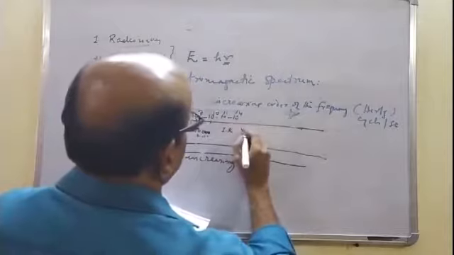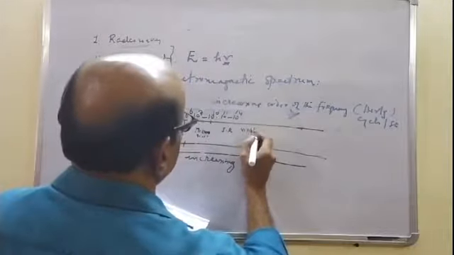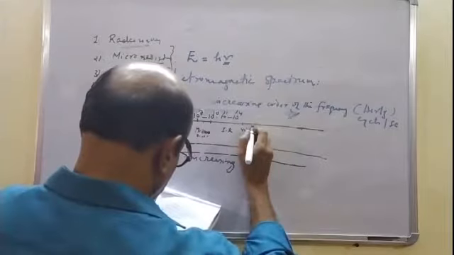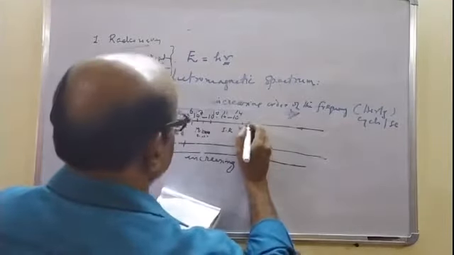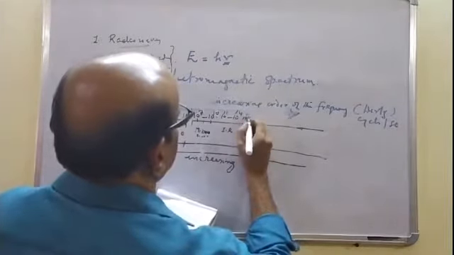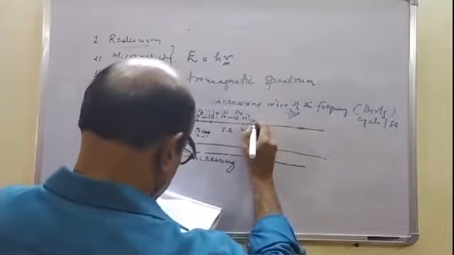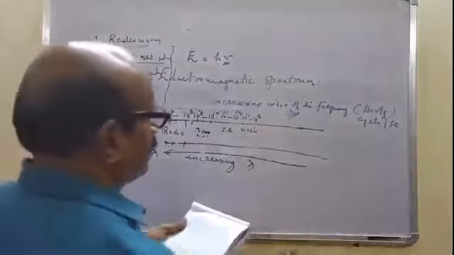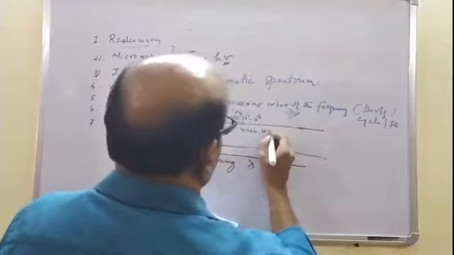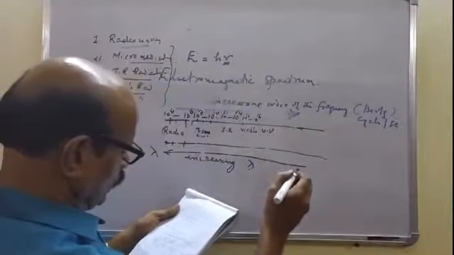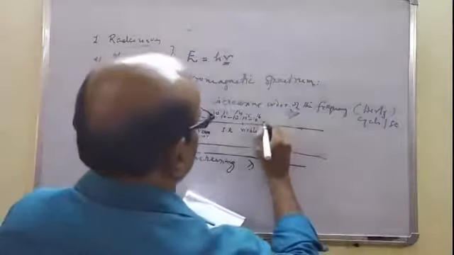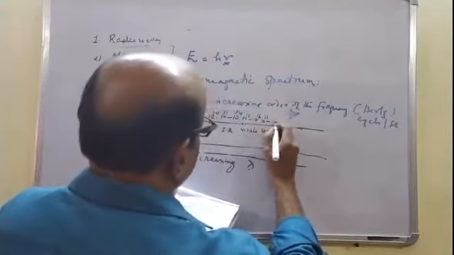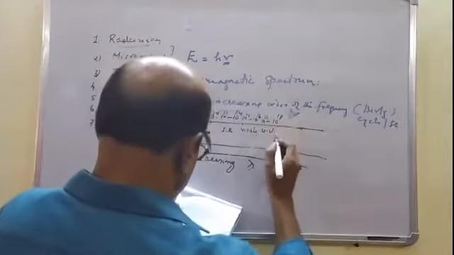Then our visible radiation comes to be about 10¹⁵ to 10¹⁶ cycles per second. And then comes ultraviolet radiation in the range of 10¹⁶ to 10¹⁸ cycles per second.